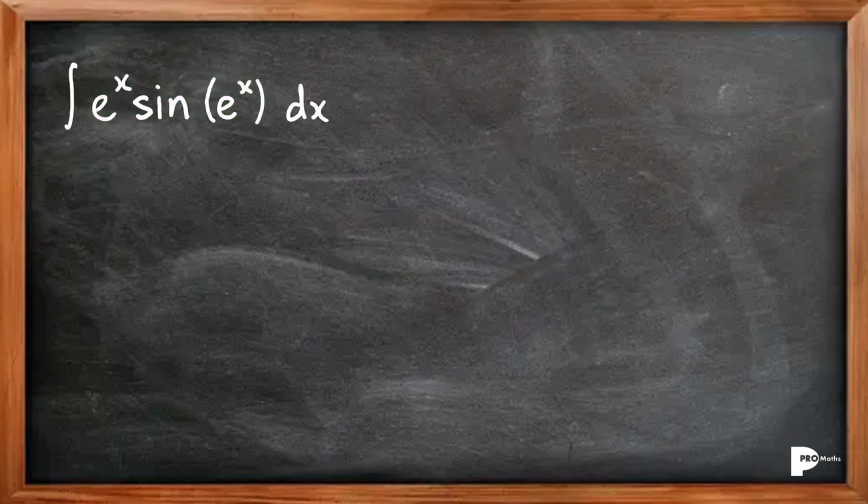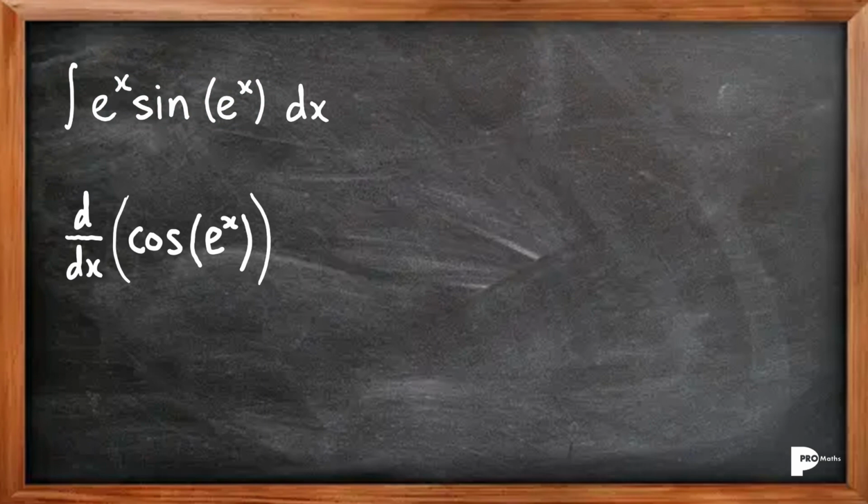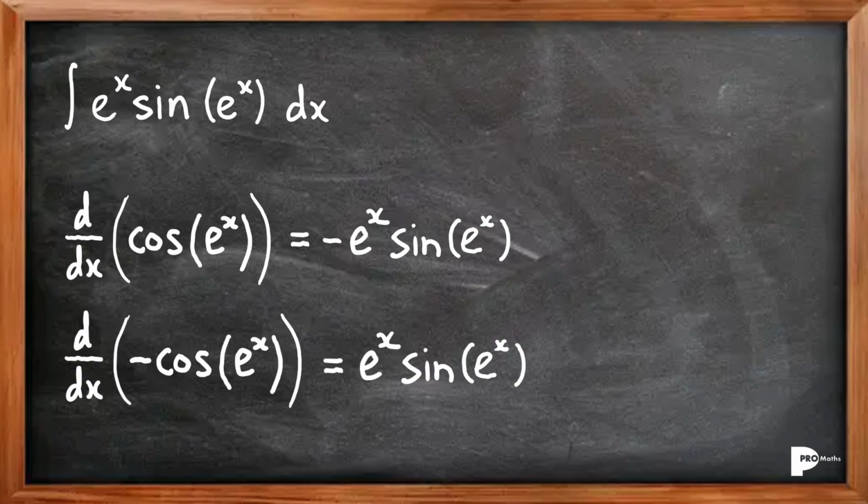You would differentiate cos e to the x, giving you negative e to the x sine e to the x. You just need to get rid of the negative by multiplying both expressions by -1. So the integral of e to the x sine e to the x with respect to x is negative cos e to the x plus c.